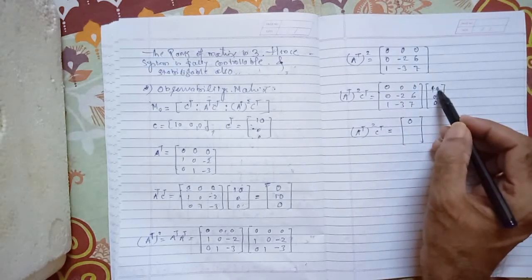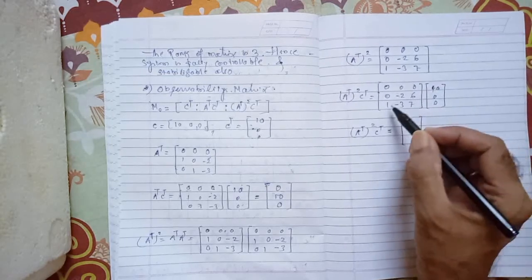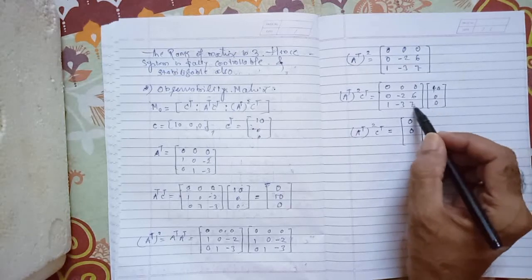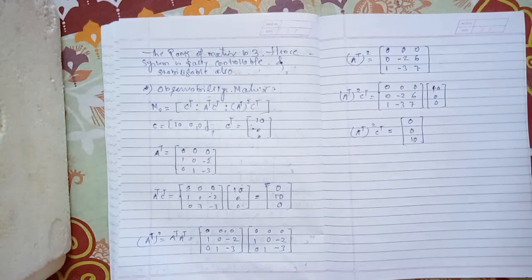0 into 10 is 0. Minus 2 into 0, 0 into 0, so this becomes 0. 1 into 10, that is 10. Minus 3 into 0, minus 7 into 0. So here is the only 10. So A transpose square, C transpose, it is equals to 0 0 10.